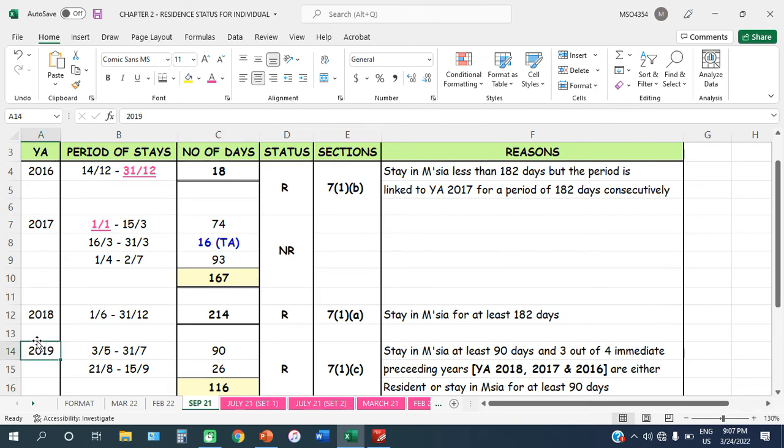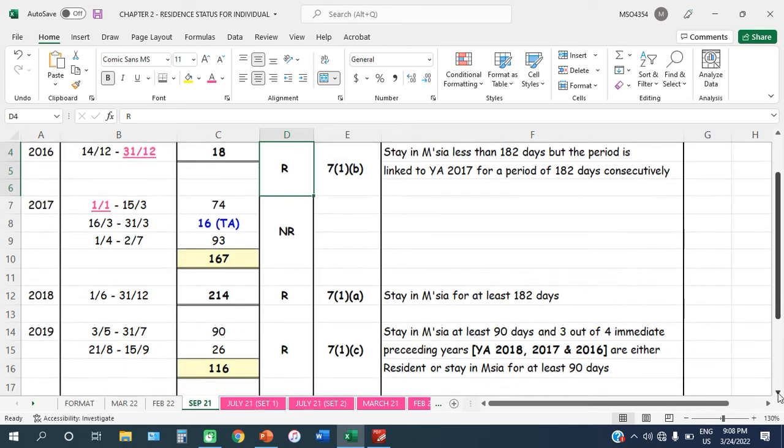So, immediately, you must start with 2018. Okay, 2018, look at the status, resident. Okay, we got 1. 2017, the status is NR. But remember, I said we have an option. Non-resident, right? Okay, resident or stay in Malaysia at least 90 days. So, this one, look at number of days. Okay, do we have at least 90? Yes. Okay, we got 2. Okay, we need another one, guys. Just one more. Okay, 2016, resident, isn't it? So, we fulfill C.